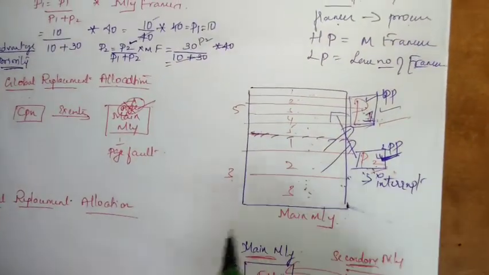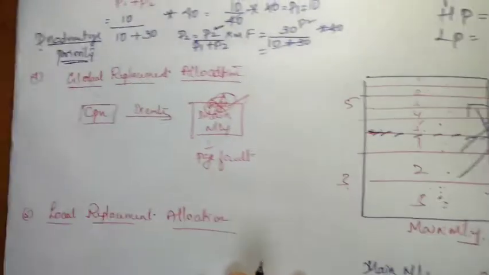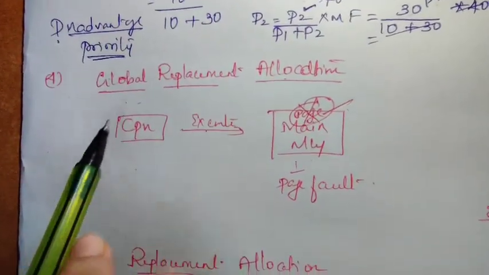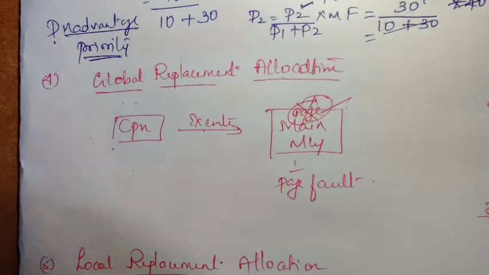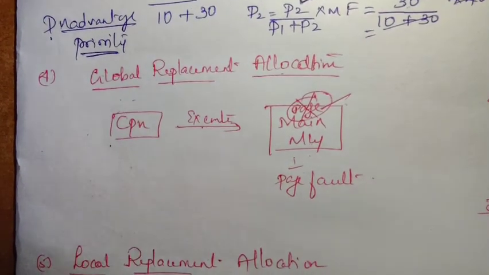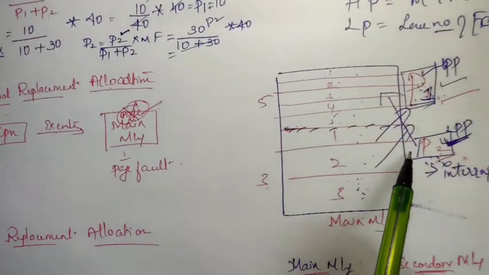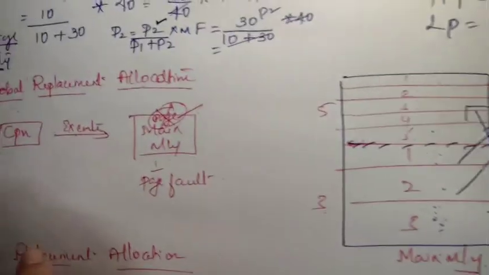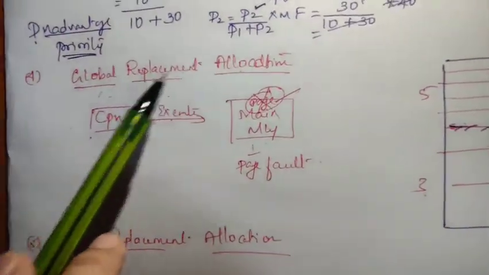The major disadvantage of this global replacement allocation is that the paging behavior of one process will affect the paging behavior of another process. If we take the pages from here, then definitely it will affect the other pages also. So this is the major disadvantage of this global replacement allocation.